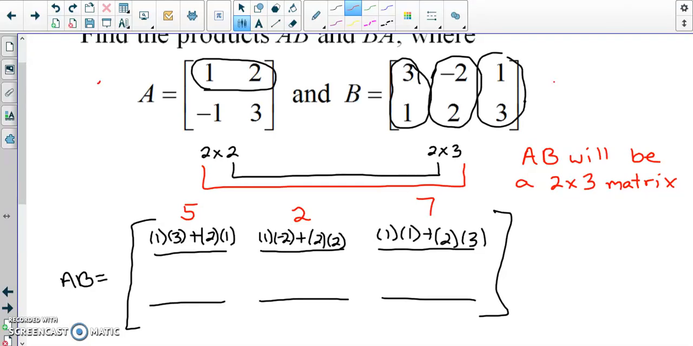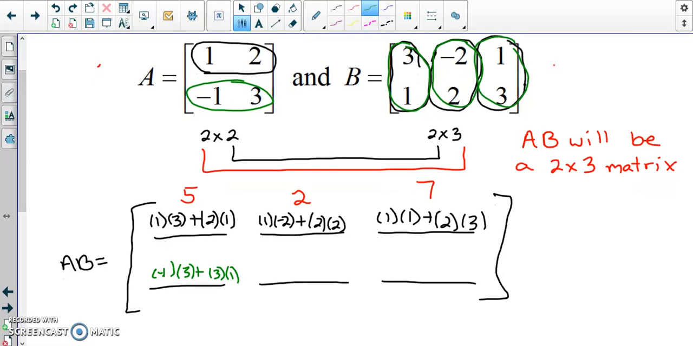Once you've done row times all the columns, move down to the second row, and then you're going to multiply that by all 3 columns. Okay? So now -1 times 3 plus, and then you move over to 3 times 1. And then that will give us a total of -3 plus 3, which is 0.